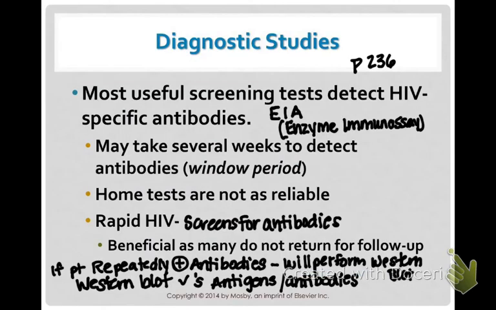Let's talk about the diagnostic studies. So the most useful screening tests are your HIV antibody tests, right? So you're testing for HIV antibodies. Your EIA, your enzyme immunoassay, that's on page 236. But sometimes it may take several weeks to detect the antibodies. So you've got this window period. So that's why it's recommended to do the retesting at 3 weeks, 6 weeks, and 3 months.